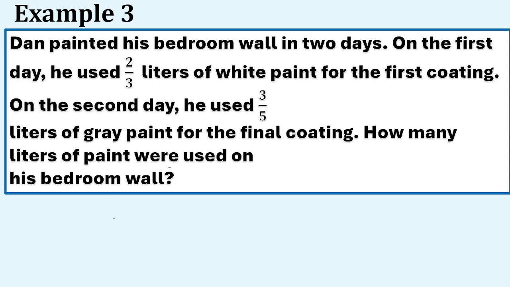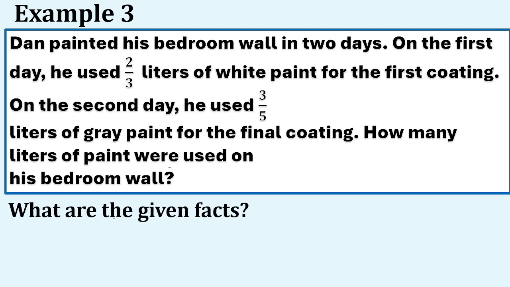Example 3. Dan painted his bedroom wall in 2 days. On the first day, he used 2/3 liters of white paint for the first coating. On the second day, he used 3/5 liters of gray paint for the final coating. How many liters of paint were used on his bedroom wall?